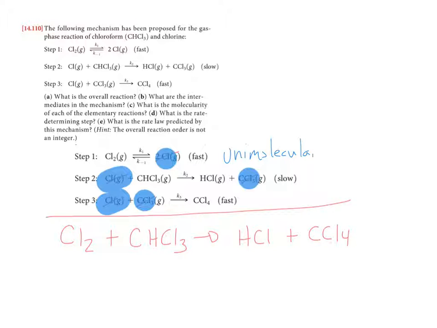Part C, what is the molecularity of each of the elementary reactions? So step 1 only involves chlorine gas, so that's unimolecular. Step 2 involves two molecules, so that's bimolecular, as is step 3.